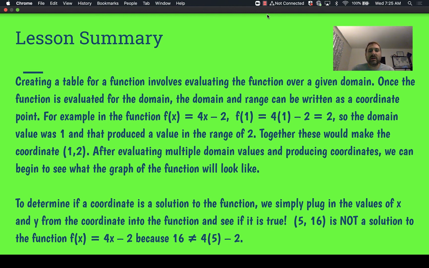If we want to determine if a coordinate is a solution, we plug in the input and the output value and see if it makes a true statement. If it's true, it's a solution. If it's not true, it's not a solution. So here, (5, 16) would not be a solution because if I plug in 5, I do not get 16 as my answer.